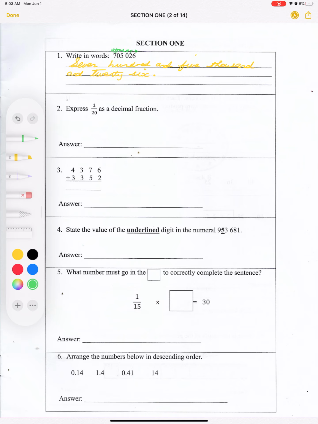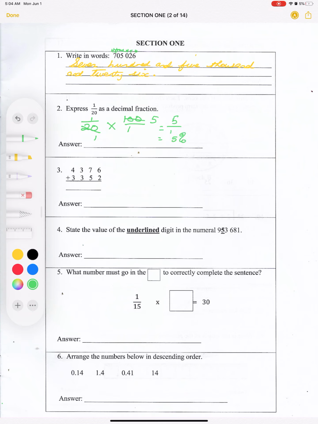Number 2, express 1/20th as a decimal fraction. What I prefer to do is change it to a percentage first, and then when it's in percentage form, it's easy. You can almost see it there right away. 1/20 multiplied by 100/1. That's how you change a fraction to a percentage. 20 into 1, 20 into 100, 5. 1/1 is 1. 5/1, which is 5.